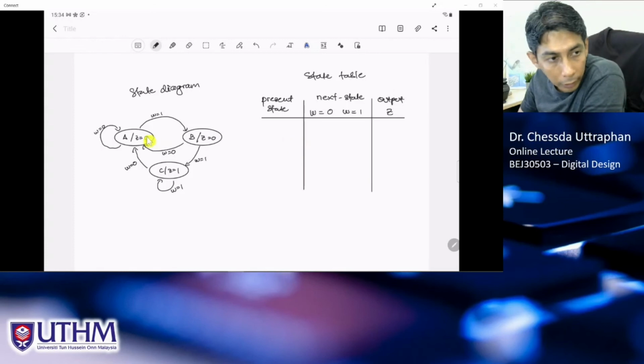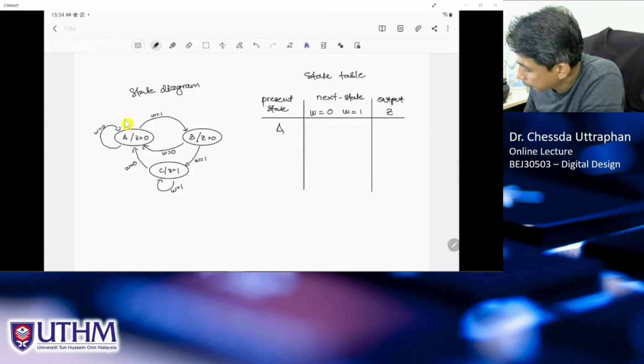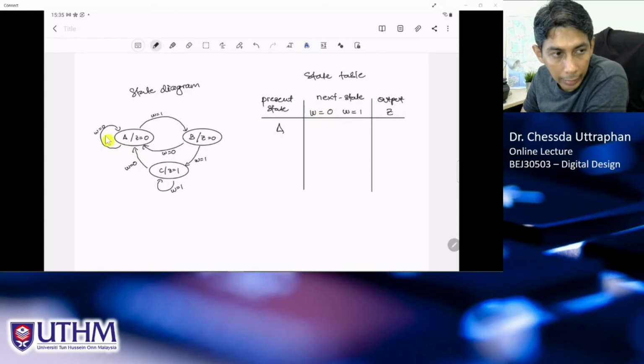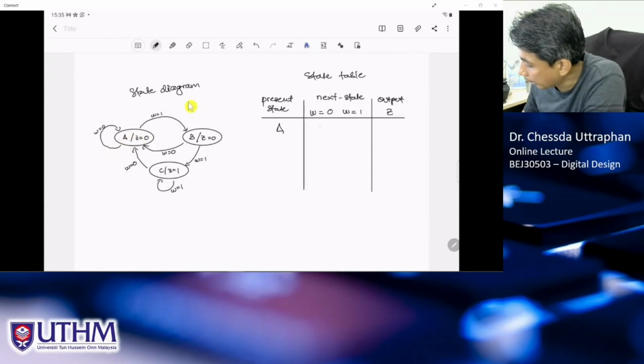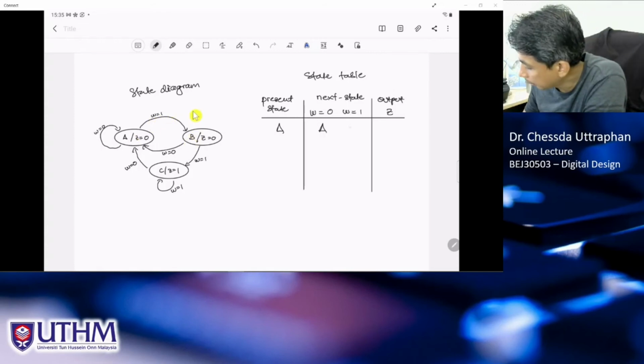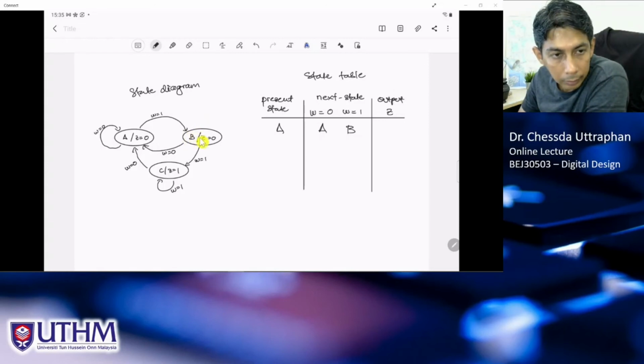So the present state, the first one, will be state A. So this is state A. And if state A, the next state will be either B or A, right? It depends on W, whether W equals 0 or W equals 1. So if W equals 0, when we are in A, the next state will still be A. But if W equals 1, the next state will be B. And the output for state A is 0.